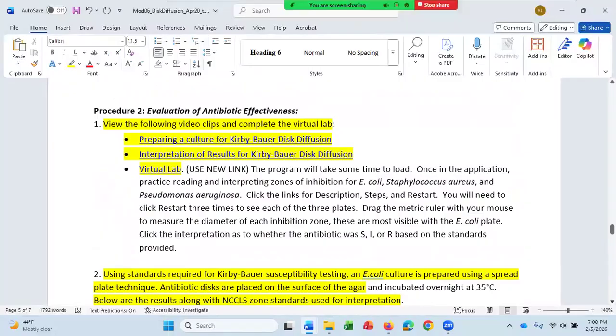All right, in procedure 2, you're going to be evaluating antibiotic effectiveness. You can view the following video clips to complete the virtual lab. We have a link for preparing a culture for the Kirby-Bauer diffusion method, so you can click that link. Then we have interpreting the results of the Kirby-Bauer diffusion method, so click that link. And then we have a virtual lab.